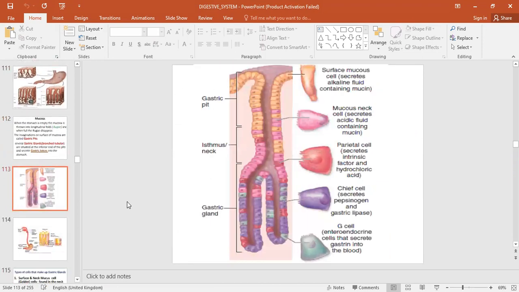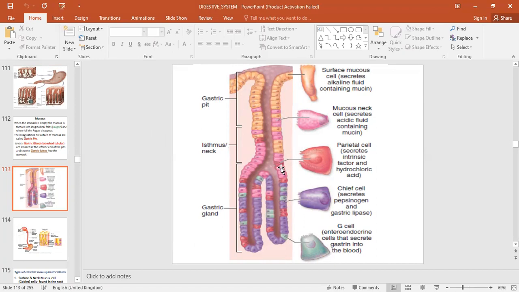Let's go to this one. Yeah, this one is much better. So this is one fold. The fold goes in like that, then up. One fold here, another fold there. This is rugae. The space between the rugae, we call gastric pits. So we have rugae in the stomach, and at the same time, we have gastric pits.